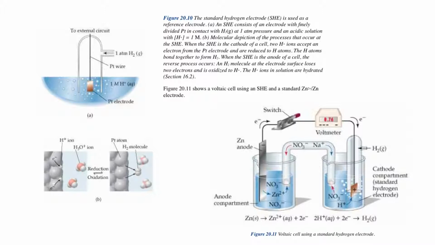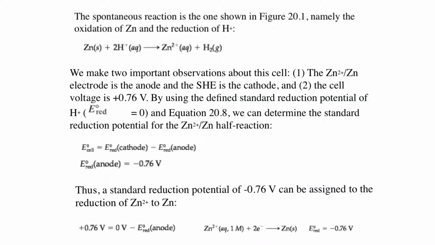Figure 20.11 shows a voltaic cell using a standard hydrogen electrode and a standard zinc 2+ ion, zinc metal electrode. The spontaneous reaction is the one shown in Figure 20.11, namely the oxidation of zinc and the reduction of hydrogen ion. We make 2 important observations about this cell. The zinc ion, zinc metal electrode is the anode, and the standard hydrogen electrode is the cathode, and the cell voltage is positive 0.76 volts.